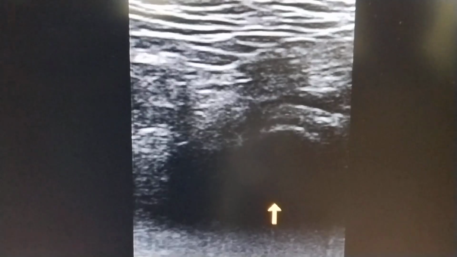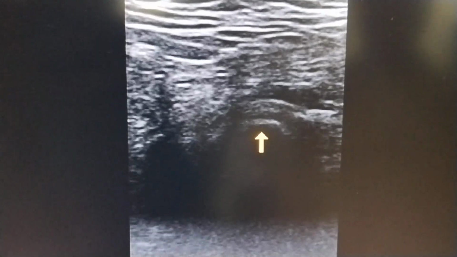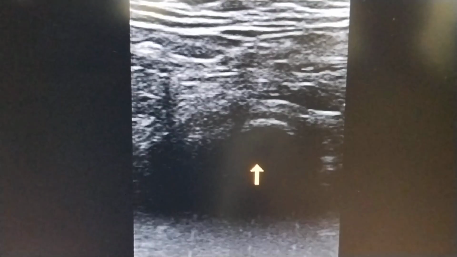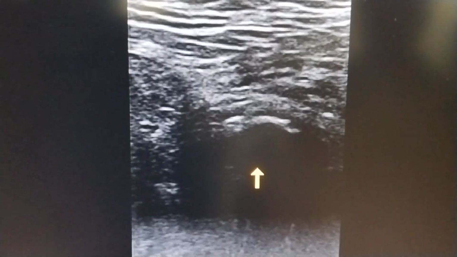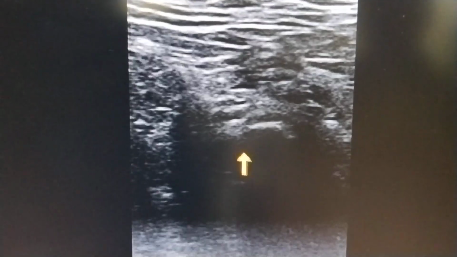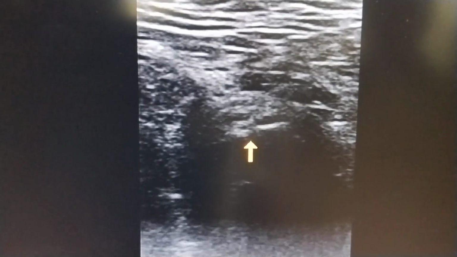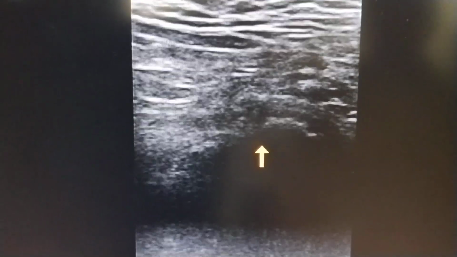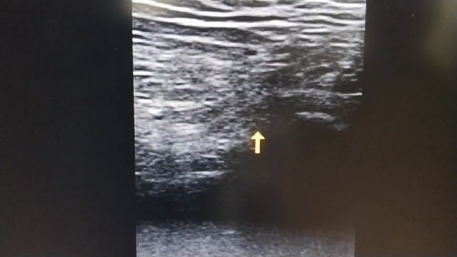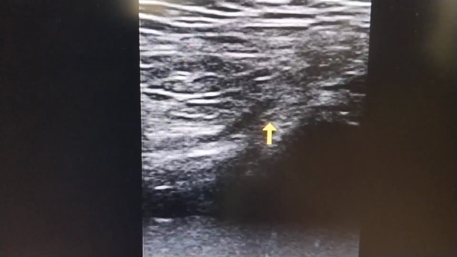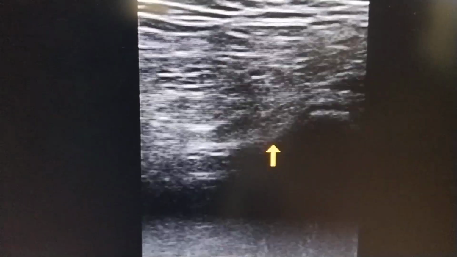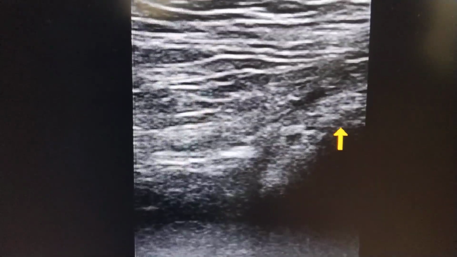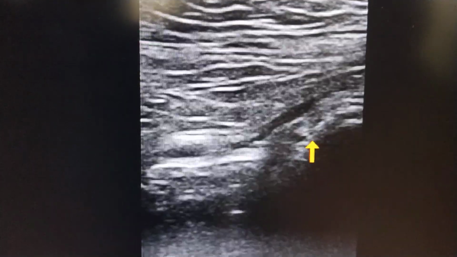Now I have moved laterally to appreciate the pubic tubercle, only 1 centimeter laterally. Then I turn the probe toward the right superior iliac spine. When I turn the probe toward the right superior iliac spine, I have just moved laterally so that the pubic tubercle is hardly visible.